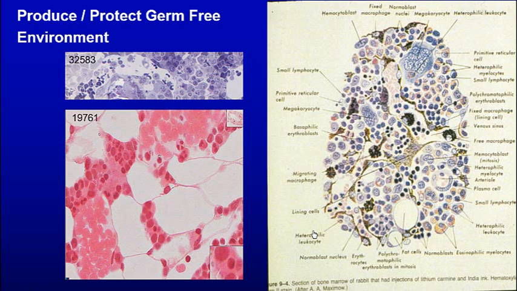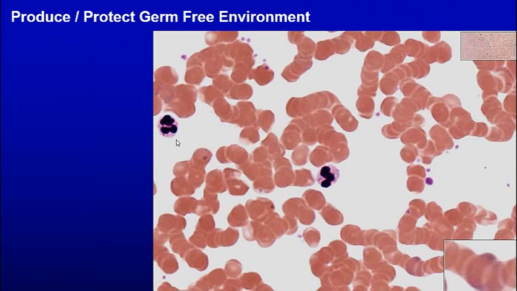So we need to protect a germ-free environment in the bone marrow. And here we see bone marrow, the blood vessels here, but these are cells of bone marrow, fat cells here. Again, blood in the bone marrow. And so this is a source of the progenitor cells. So you want to protect this environment. And here we can see in blood, we want to protect the blood from components that want to invade the body. Here we see neutrophils, platelets, and erythrocytes.